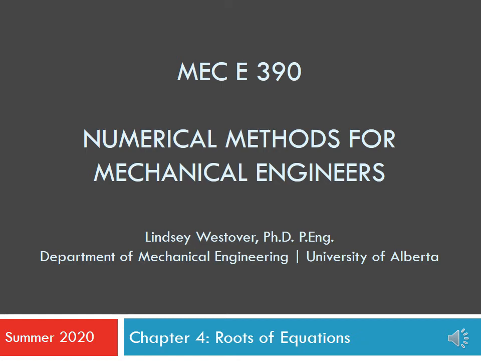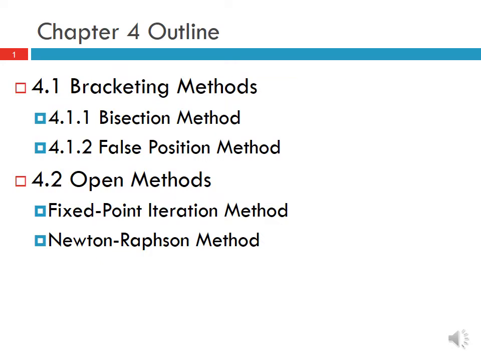In this chapter, we're going to talk about finding roots of equations. So we're going to go through several methods, looking at bracketing methods, including the bisection method and false position method, and we'll look at some open methods, including fixed point iteration and the Newton-Raphson method. And this video is just going to cover up to the end of the bisection method.